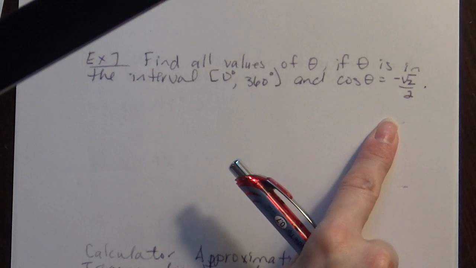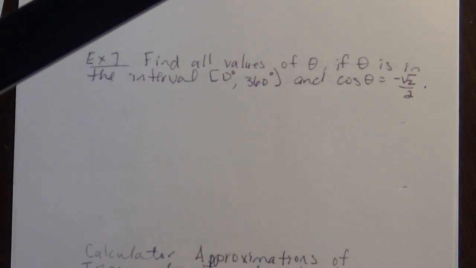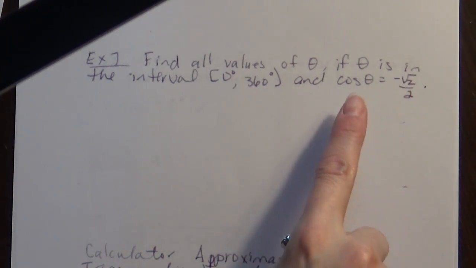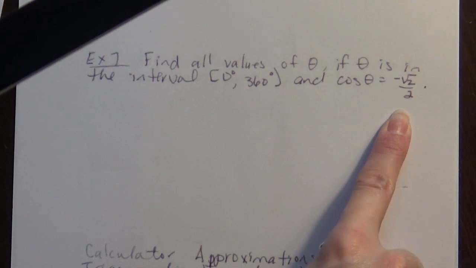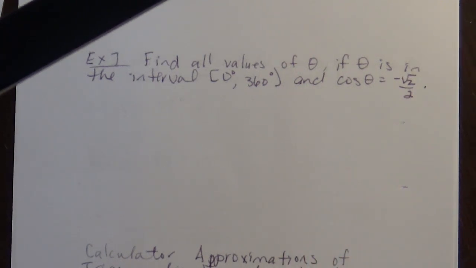So this answer can be found directly by looking at the unit circle. All you have to do is find all the angles on the unit circle where your x-coordinate is negative square root 2 over 2. But you're going to have to be able to do this without looking at it. So again, if you've got your first quadrant memorized, you can figure this out using reference angles and All Silver Teacups.